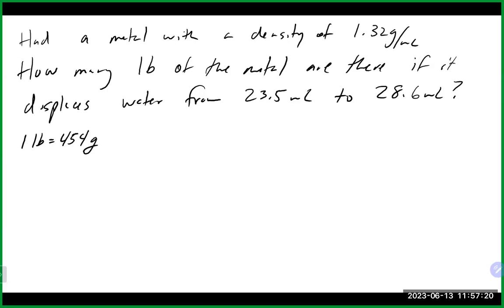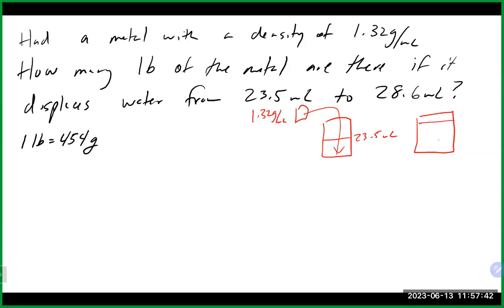Okay, let's take a look at this particular one. It's very similar to what we just talked about, volume by displacement. We got some water, 23.5 milliliters. We got this solid here that has a density of 1.32 grams per milliliter. We're going to toss it in. Once it goes in, obviously we should see an increase in the size of the beaker. No, I'm just kidding. The 28.6 milliliters is where it should go.